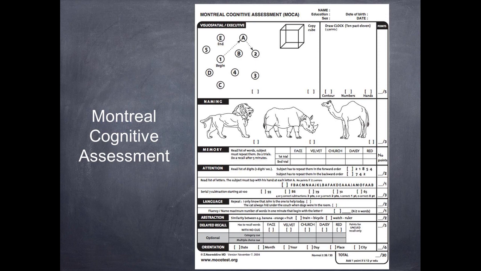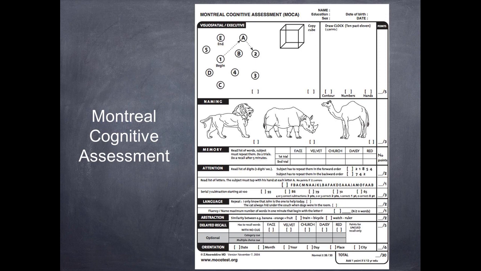Another thing there is the syntactically complex sentence. "I only know that John is the one to help today" is an example of one of those. It's a lot more difficult than repeating "no ifs, ands, or buts" back to an individual, so it's more complicated than that. I don't know why they choose the letter F, but they want you to give them 11 words that begin with the letter F. I've never gotten the big one, and I've done this for many years, which is interesting.